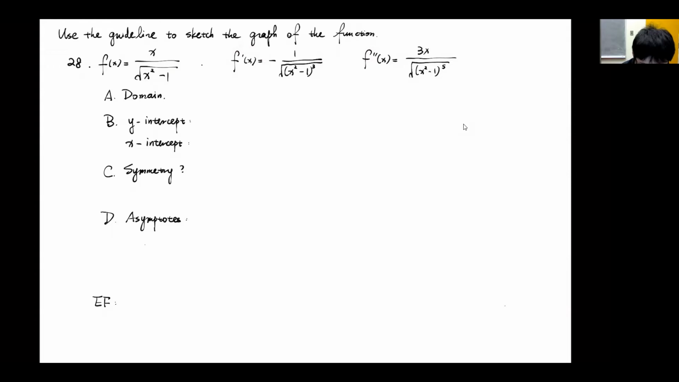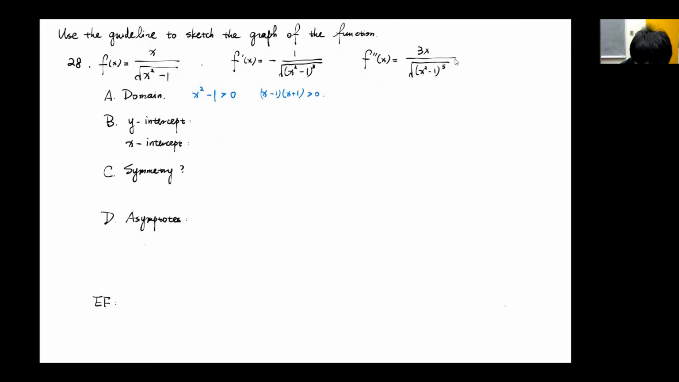Okay, let's start by determining the domain. Because x squared minus 1 is inside the square root, it has to be greater than or equal to 0. However, since this is also in the denominator, it's not supposed to take 0. So to make sense of this fraction, it's necessary and sufficient for us to require that x squared minus 1 is greater than 0. So this basically says (x minus 1)(x plus 1) will be greater than 0.